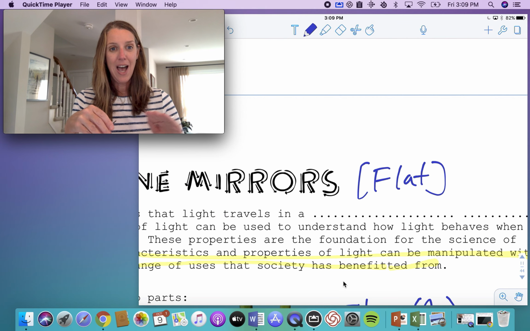Okay, here we go. A laser beam clearly shows that light travels in a blank blank. Straight line. Good.